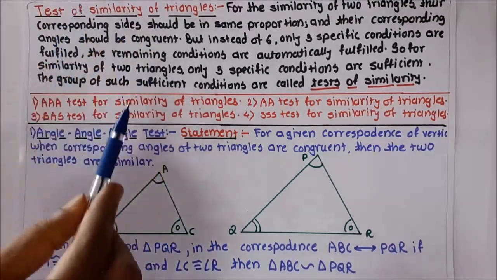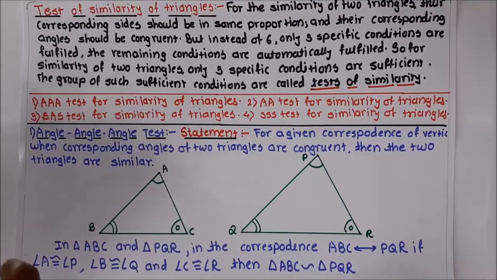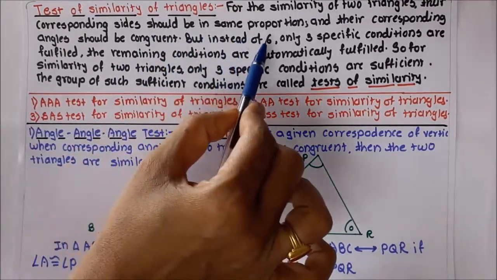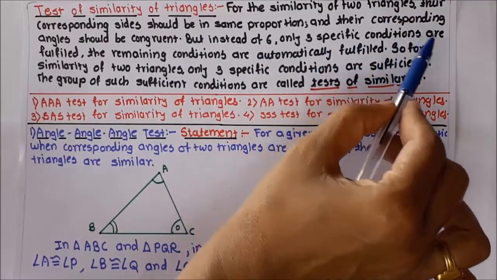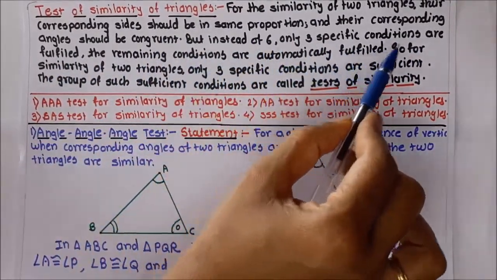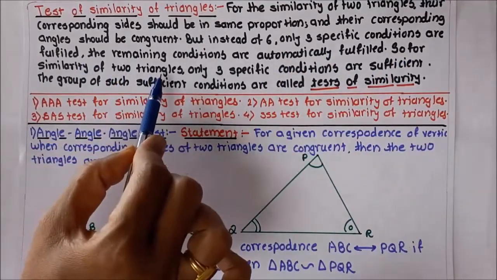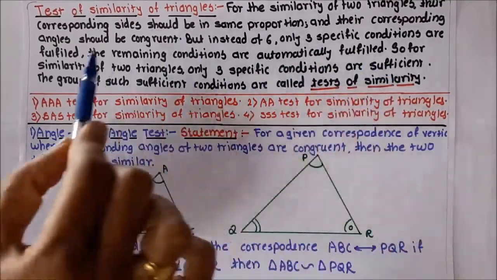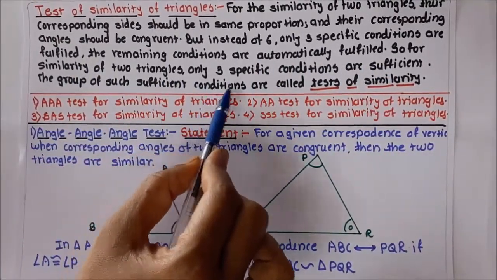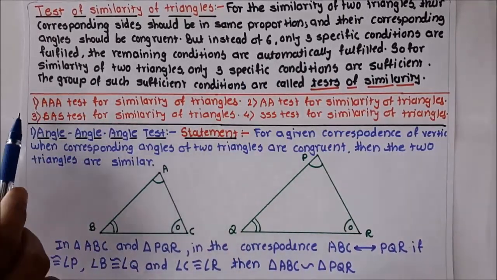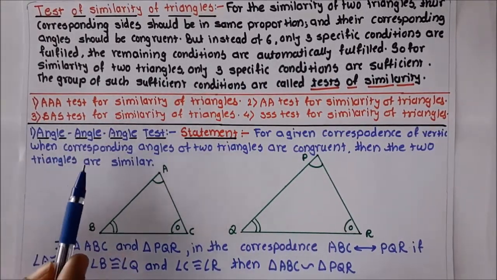But it is not necessary that all 6 sides and all 6 angles we have to check. Means instead of 6, only 3 specific conditions are fulfilled. The remaining conditions are automatically fulfilled. So for similarity of two triangles, only 3 specific conditions are sufficient, and a group of such sufficient conditions is called tests of similarity. Now you can read here, there are 4 tests of similarity.